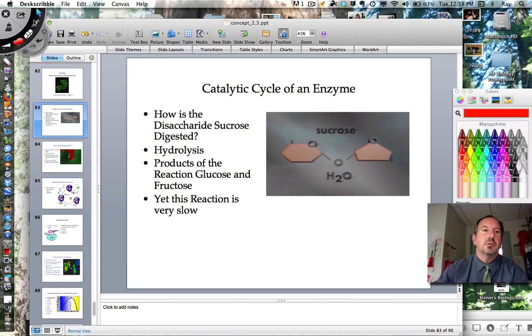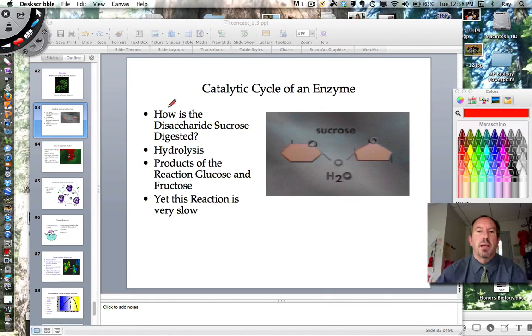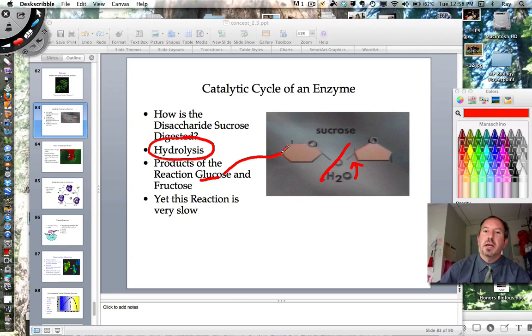And I can ask you these questions about it: how is a disaccharide like sucrose digested? And you're thinking, wow, very simply. All you need to do is add water, and water comes in and breaks it into two monosaccharides. And so the answer to that is hydrolysis. If the reaction breaks up into glucose and fructose, they must be the products, and they are. Glucose and fructose are the products of sucrose being broken down.